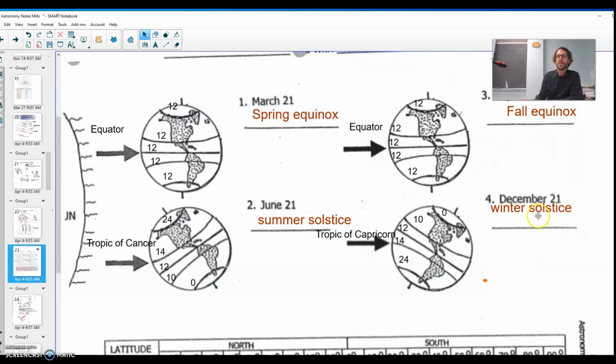And then the winter solstice is a flip of that. So December 21st, they're getting 14 hours of daylight at the Tropic of Capricorn, 12 at the equator, 10 at the Tropic of Cancer, and then 0 hours above the North Pole, and 24 hours once you get below the Antarctic Circle.